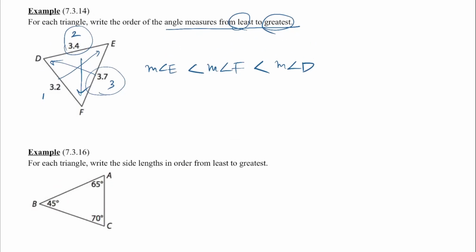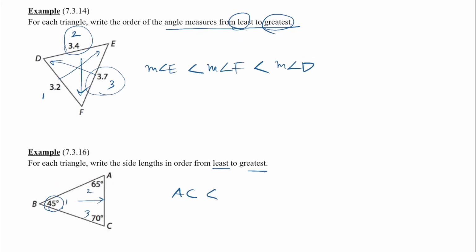For each triangle, write the side length in order from the least to the greatest. So it's a converse of the previous example, isn't it? So we have to say from the least to the greatest. So the opposite of the smallest angle, 45, is the smallest length, the shortest length, which is AC, is less than.